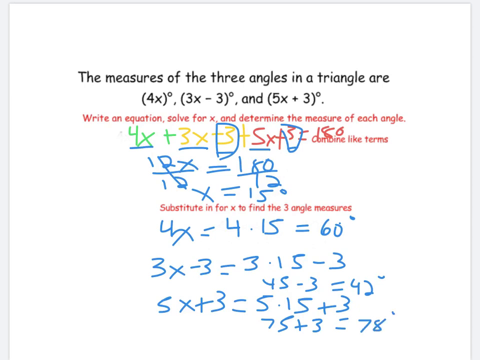So a way to check if you're correct in this is to add all three of those together. You should get that 180 degree mark that we set our equation equal to, because it's a triangle. So let's double check. I have 60 degrees, 42 degrees, and 78 degrees. If I add them together, 8 and 2 make 10, carry the 1. 6 plus 1 is 7. 7 plus 4 is 11. 11 plus 7 is 18. So we get 180 degrees, so we are correct.